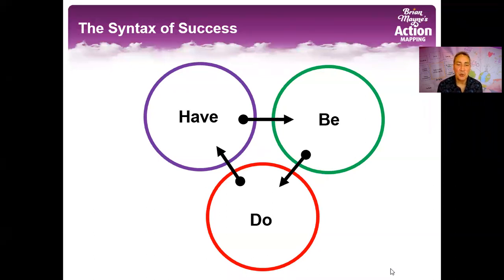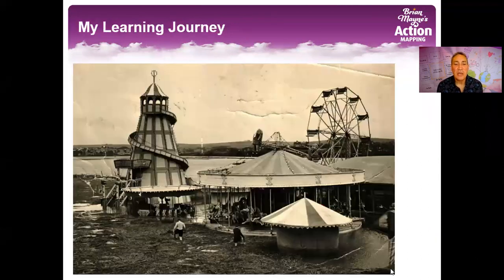Be, do, have. And through that process, we find our flow. Beingness is our mindset. Doing is very much our skill set, which leads us to have our best results.